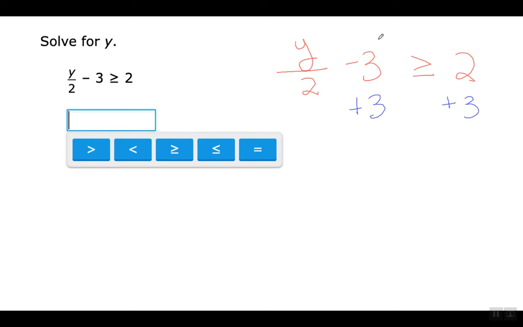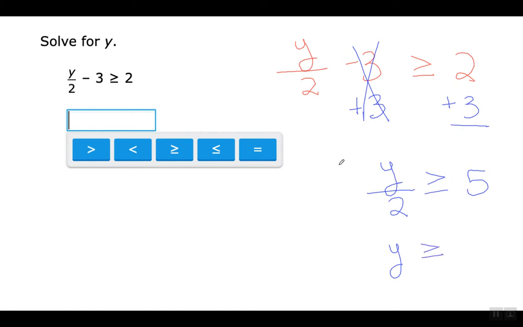Right here, this will cancel out. Right here, this gives me 5. So now I got this. Y divided by 2 is greater than or equal to 5. I still want to get y by itself, so I got to move the 2 to the other side and do the opposite of division, which is multiplication.